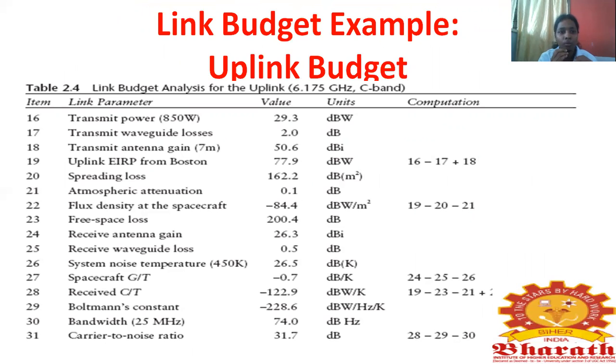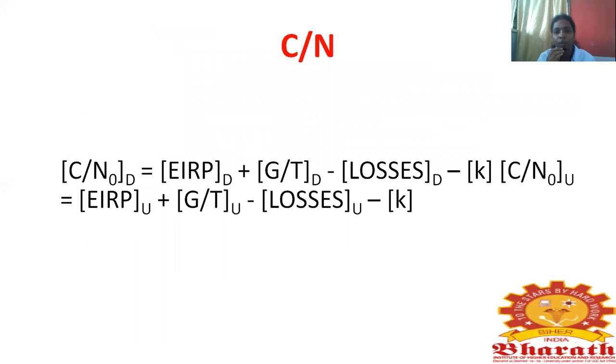And here what you're going to see is the transmit power, the transmit waveguide losses, spread losses, free space loss, and the spacecraft received carrier to noise ratio. Again, you're going to calculate all these parameters for the link that is being established from the base station to the satellite. The same thing is done for the uplink and also the downlink. And now we'll see the formula for calculating the carrier to noise ratio.